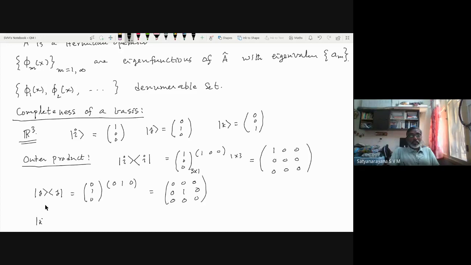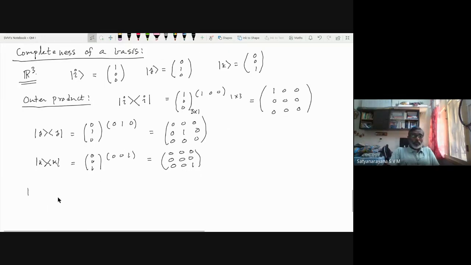Similarly, if you have K outer product with K, then you have 0, 0, 1, 0, 0, 1. This will give you 0, 0, 0, 0, 0, 0, 0, 0, 1. Now you ask what happens to this quantity, that is I plus J plus K. Okay, this is a three-dimensional system, a vector space, and hence three basis vectors. When you take the outer product of all these, they are also called projections. So the sum of projections of all these basis elements will be equal to identity.